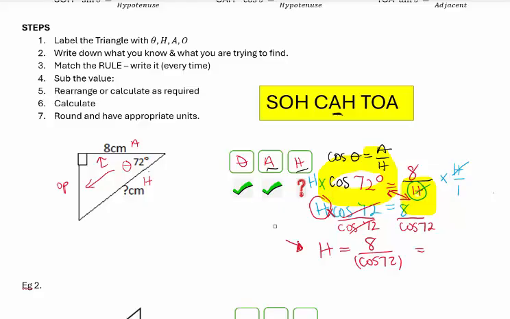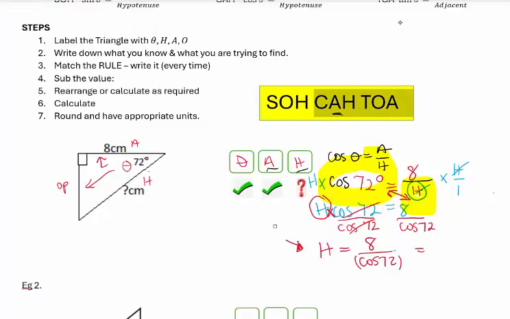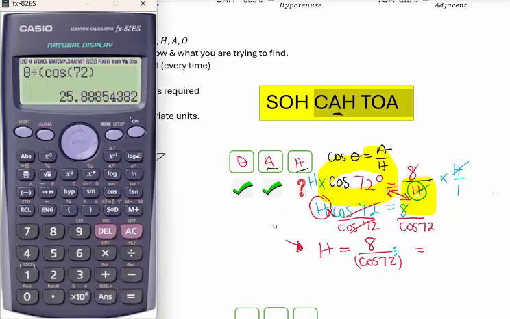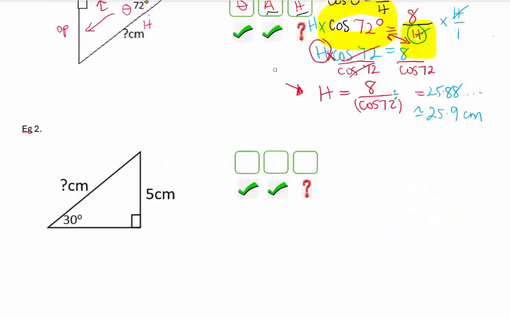So just put that in your calculator. I've put it in the calculator. Please notice that fraction means divide. So when I put it in the calculator, it's 8 divided by cos 72, and I pressed equals, and it's 25.88, whatever it is. We're rounding to one decimal place, so that's about 25.9. What is the units? Centimetres. So I'm going to do example 2, following exactly the same process.